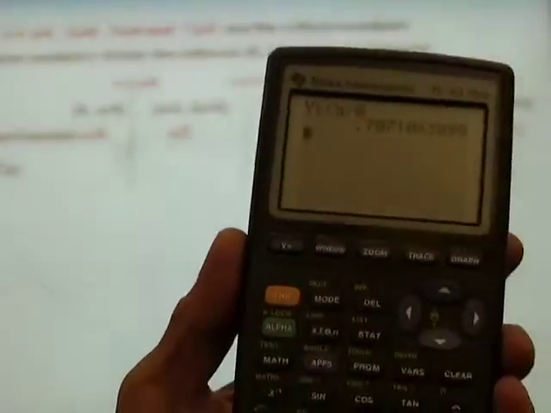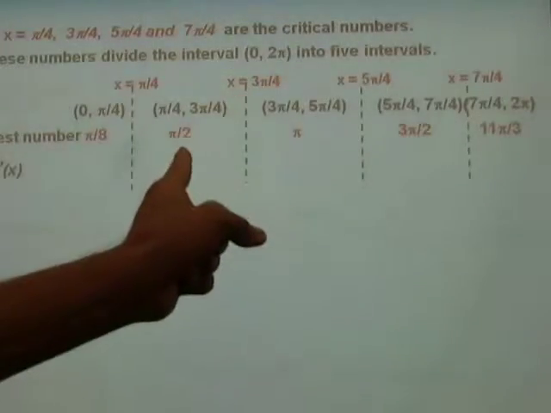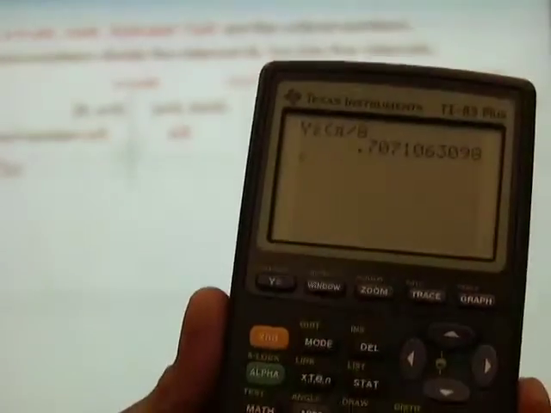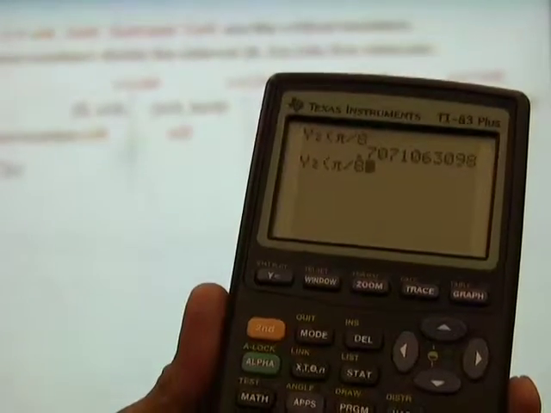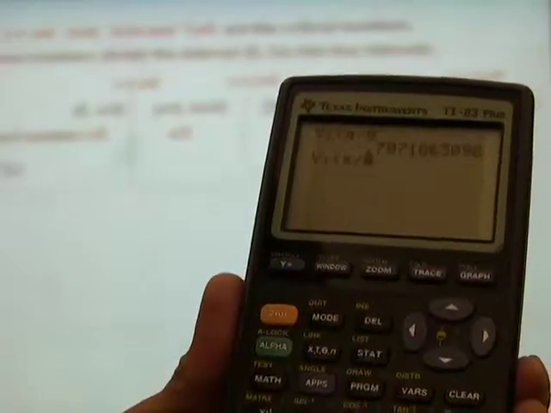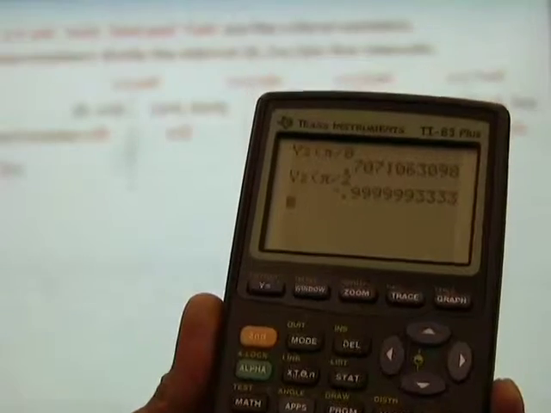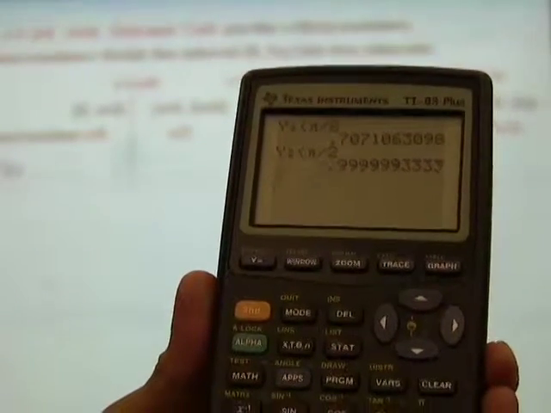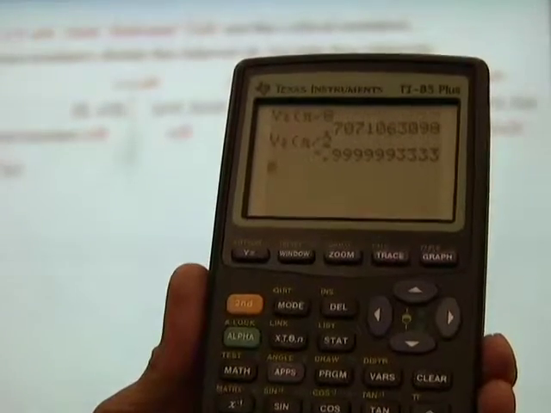All right, take note of these values. We will now continue locating this. Now we need y2 of pi by 2. The second value is pi by 2. All right, let's do that. Second enter brings back that. And all you need to do is go back and change it to pi by 2 and enter. So you got the derivative at pi by 8 is positive. The derivative at pi by 2 is negative.